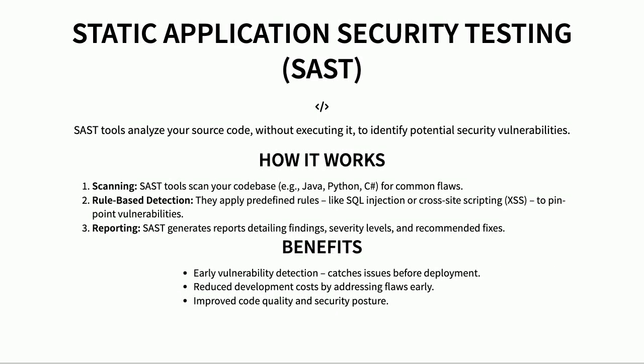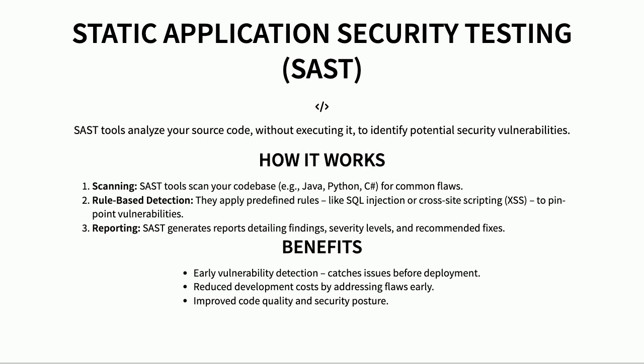Okay, let's talk about static application security testing, or SAST. Think of it as a really thorough code review done automatically. These tools don't actually run your application. That's the key difference from dynamic testing, but they meticulously examine your source code for potential security problems like SQL injection and cross-site scripting. They use predefined rules to flag these issues, then generate reports detailing what's wrong and how to fix it. SAST is a fantastic way to catch vulnerabilities earlier in the development process, saving you time and money down the road.